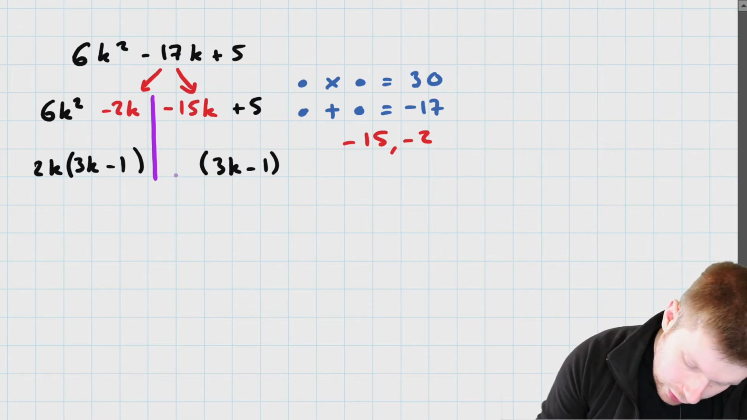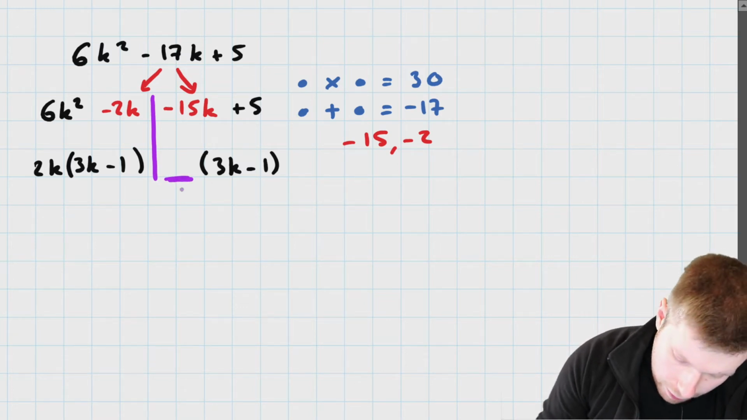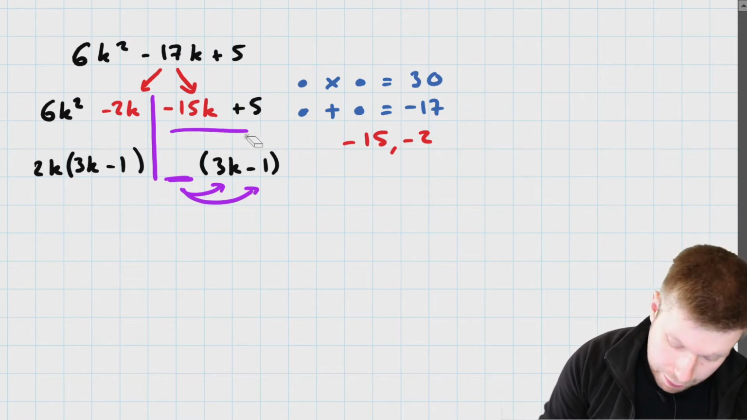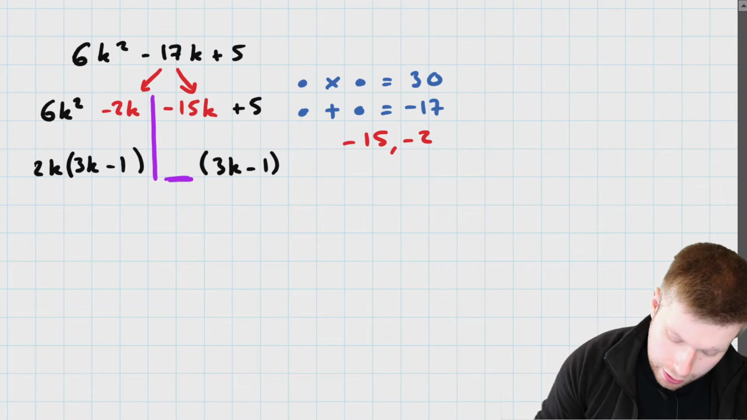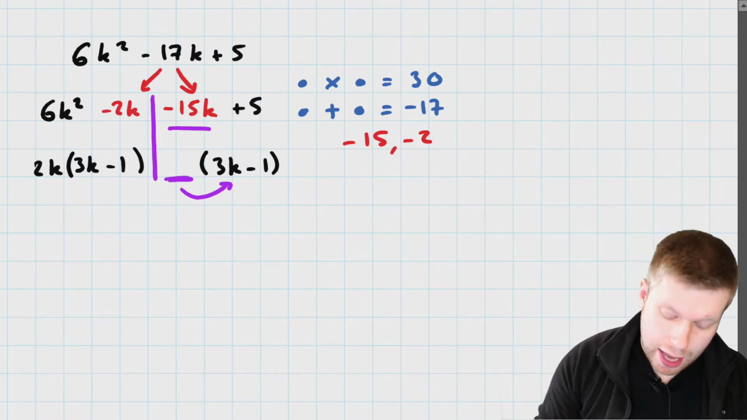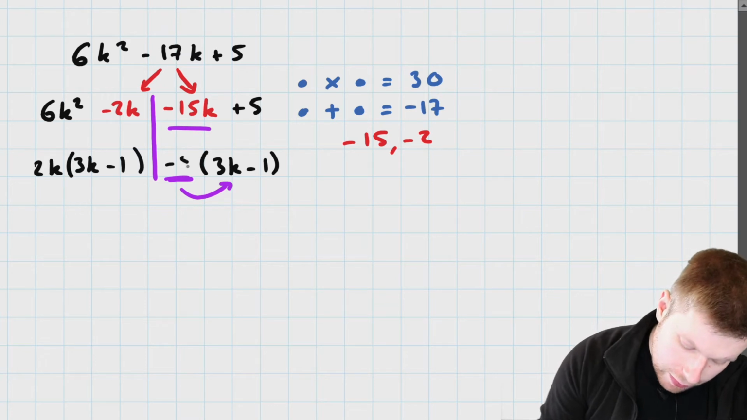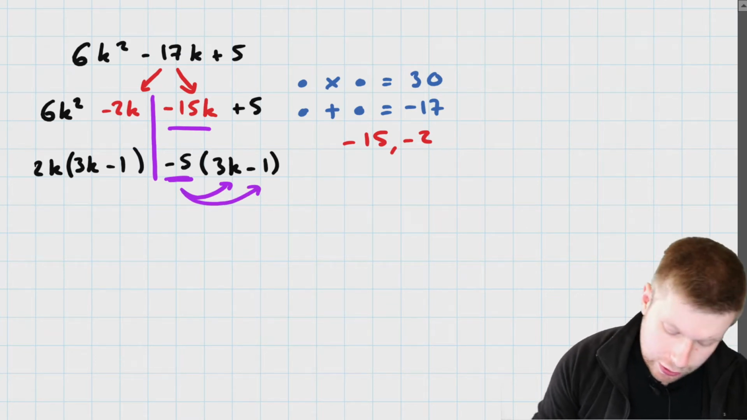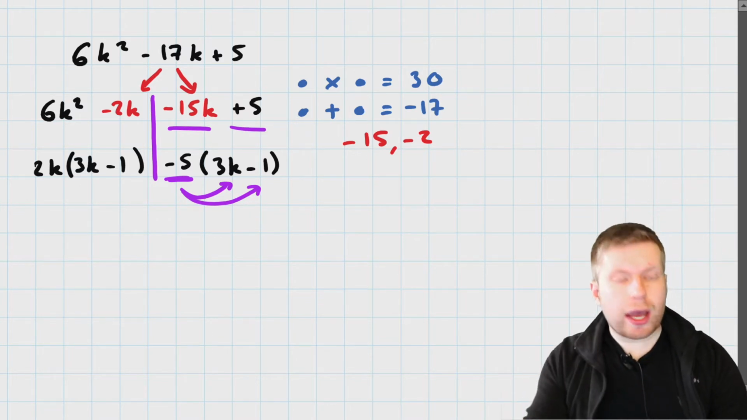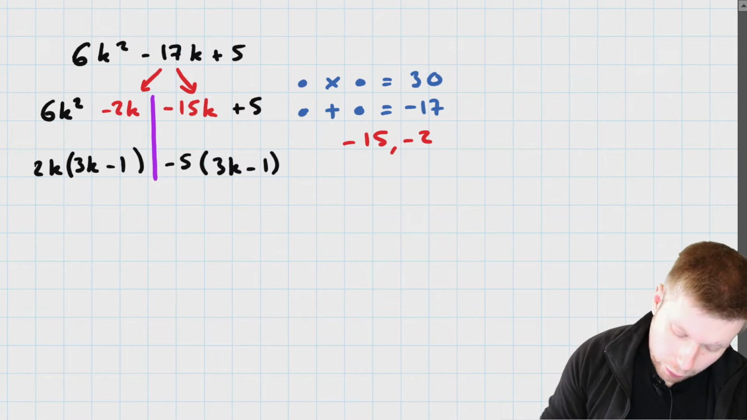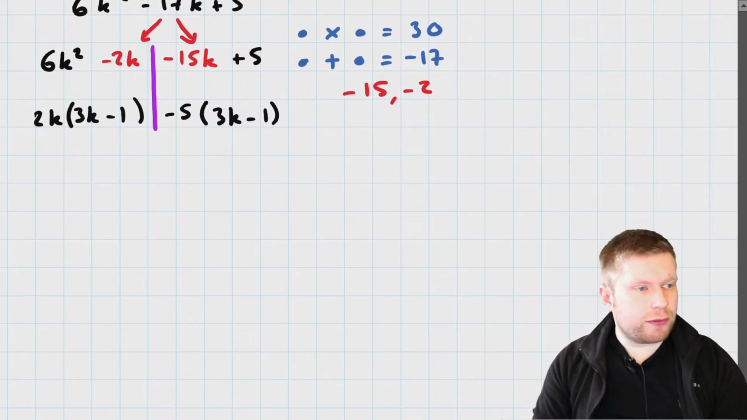Now let's have a look at the right-hand side, okay? So I'm basically looking for a number here, which when I multiply it with the 3k minus 1, will give me negative 15k plus 5. So let's break it down, okay? What number times by 3k gives me negative 15k? Well, hopefully you're happy, it's going to be negative 5. And just check, what number times by negative 1 gives me positive 5? Well, negative 5 times negative 1, that's also going to give me positive 5 as well. So there we go.